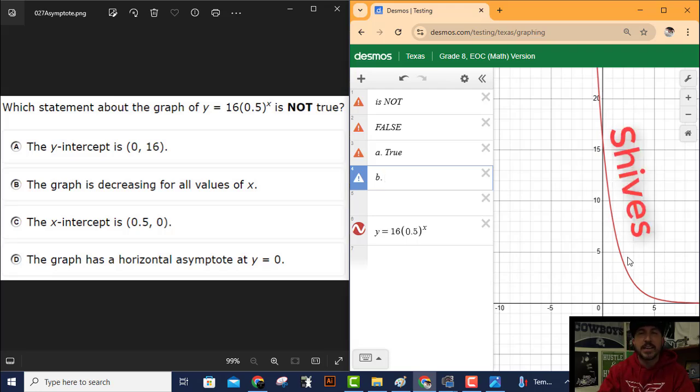If you're going downwards, then it is decreasing. Now, I wouldn't start from here and say S-H-I. That's backwards. So no, you start from here and go to the right. Always start from the left and go to the right. And since I'm going downwards with my name, that means that it is decreasing. So choice B is true.